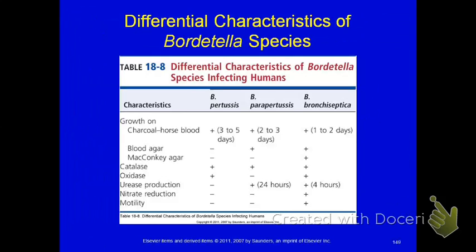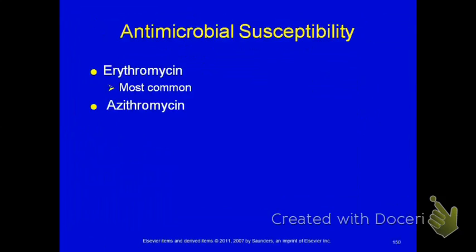Okay, so this would be the biochemical test to differentiate the 3 most common species of Bordetella, namely pertussis, parapertussis, and bronchiseptica. Antimicrobial susceptibility: erythromycin would be the most common and ideal antibiotic. Although azithromycin could be an alternative antibiotic for this. And that would be all for Bordetella.